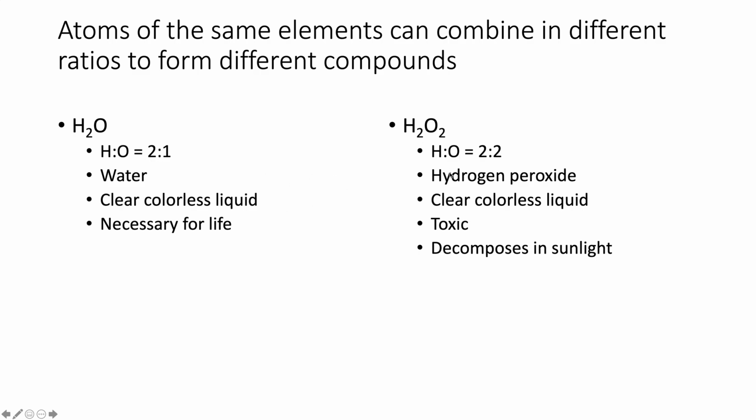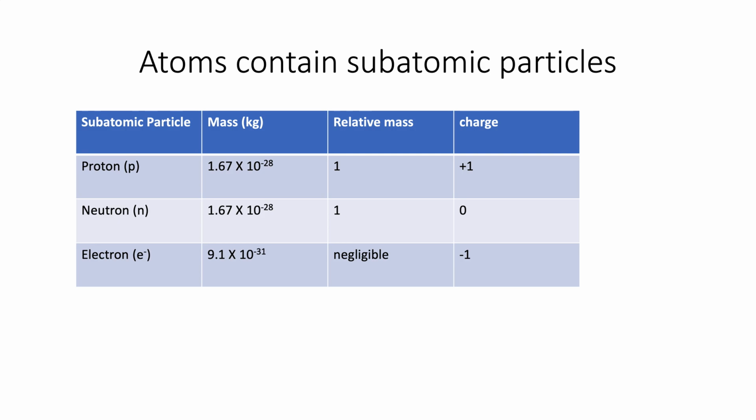This is hydrogen peroxide, the same elements, but instead of a 2-to-1, it's a 2-to-2 ratio. It's also a clear, colorless liquid. It's toxic. It decomposes in sunlight, breaking down to oxygen gas and water. You put it on cuts to kill bacteria. Again, it's not about what these properties are. What I want you to see is that the same elements, hydrogen and oxygen, put together differently, give you very, very different compounds. So that's those concepts. Now, it turns out Dalton was wrong.